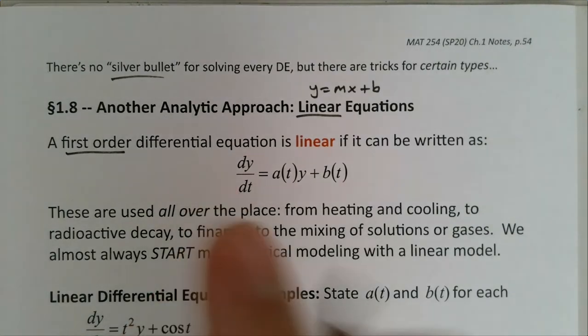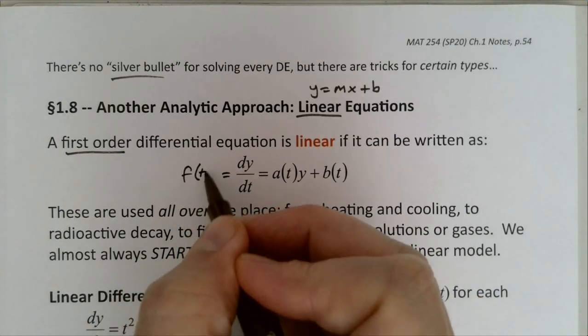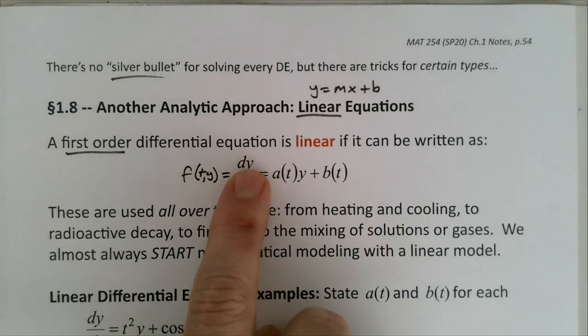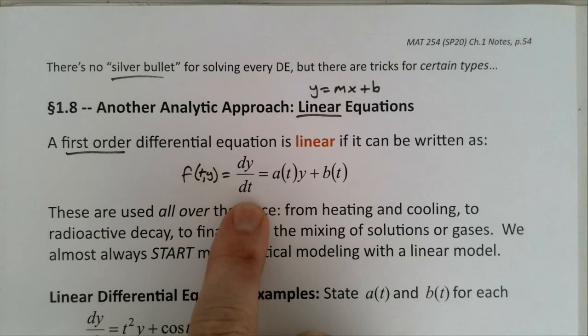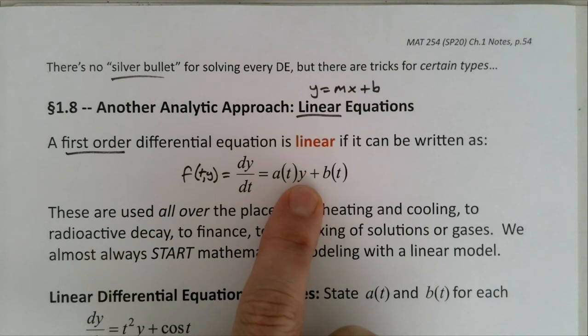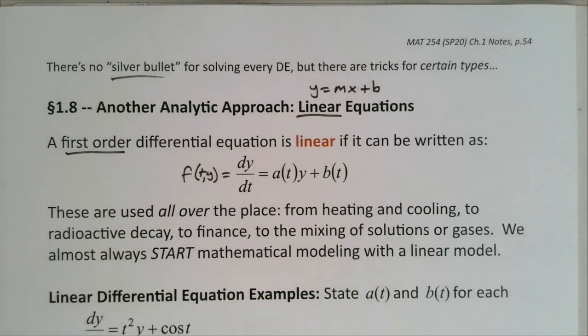Now notice, our differential equation is a function of t and y. y is the dependent variable and t is the independent variable. And so we're saying the derivative, dy/dt, is equal to some function of t times y, but it's just y to the first power, plus another function of t.